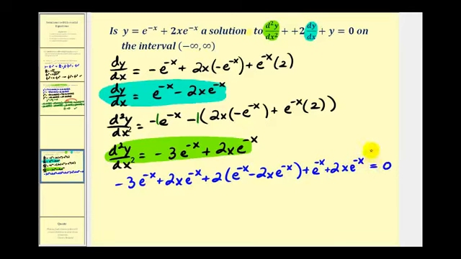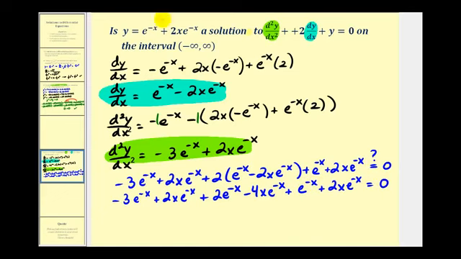If this is true, then our function is a solution. If it's not true, then it's not. Let's go ahead and clear our parentheses and see if this is equal to 0. So we have plus 2 e to the negative x minus 4x e to the negative x. Now let's identify the like terms. Here's an e to the negative x, as well as here and here.